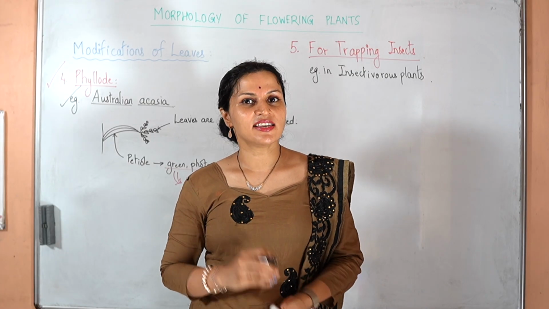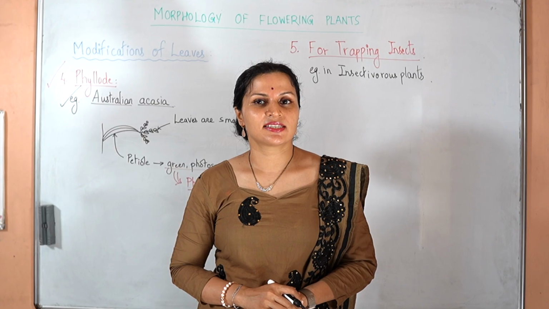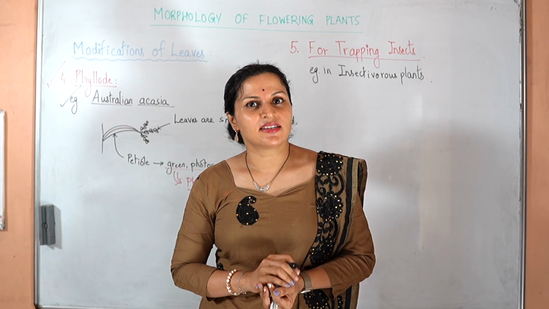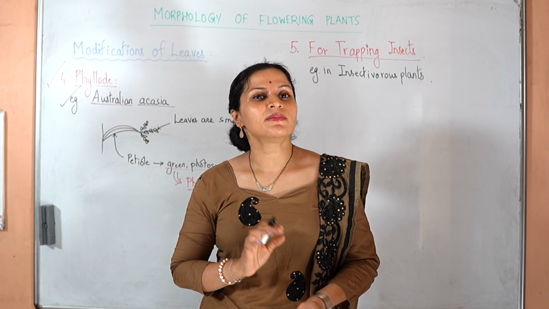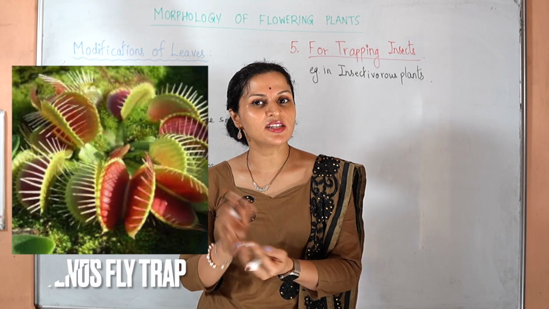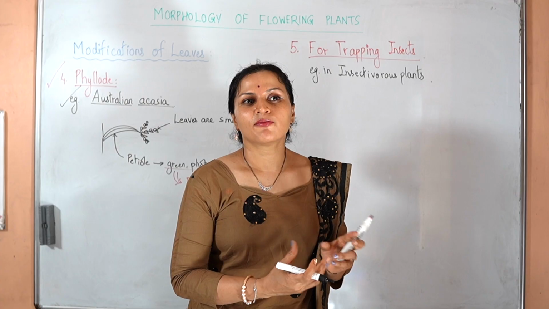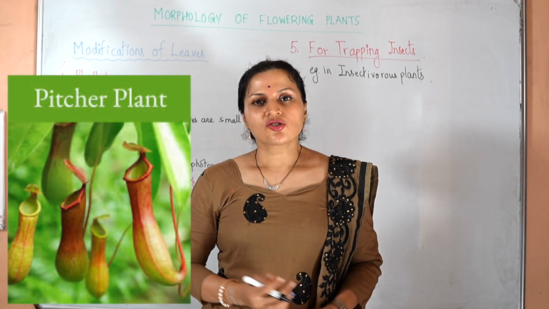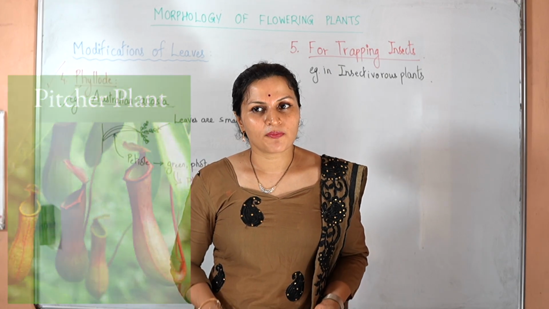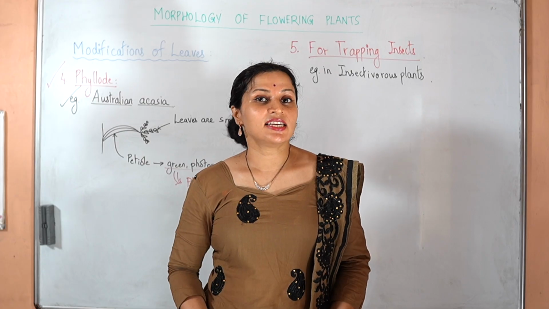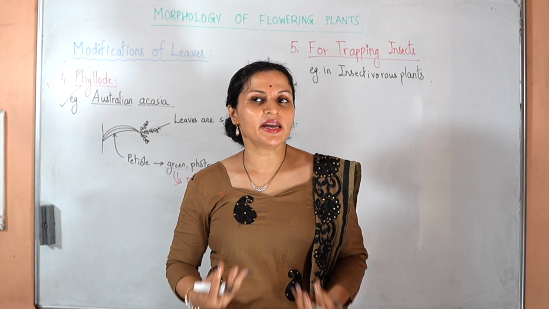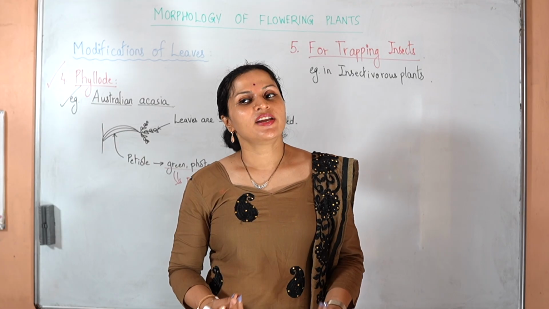by digesting insects. So for trapping insects, they have developed certain apparatus in their plant bodies to trap insects. For example, in Venus flytrap, you know about that snap shut mechanism. In pitcher plant, there is a formation of a pitcher-like structure. So what are those structures made from? These structures for trapping insects in insectivorous plants are all made from leaves. Very important.